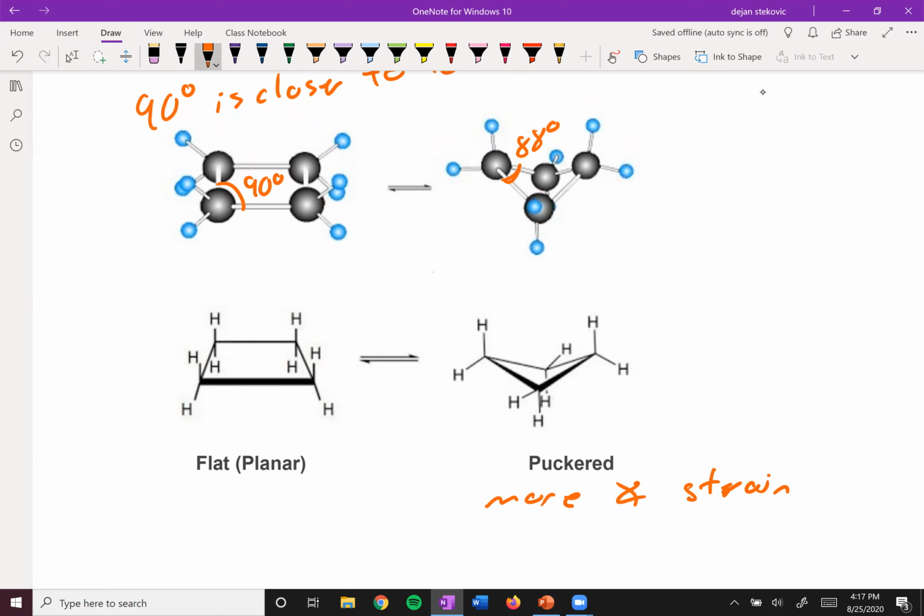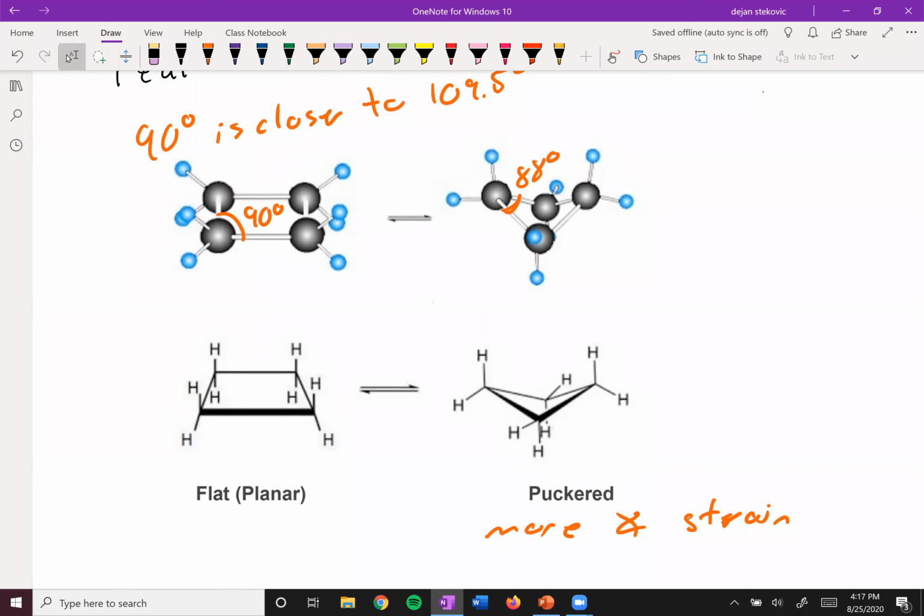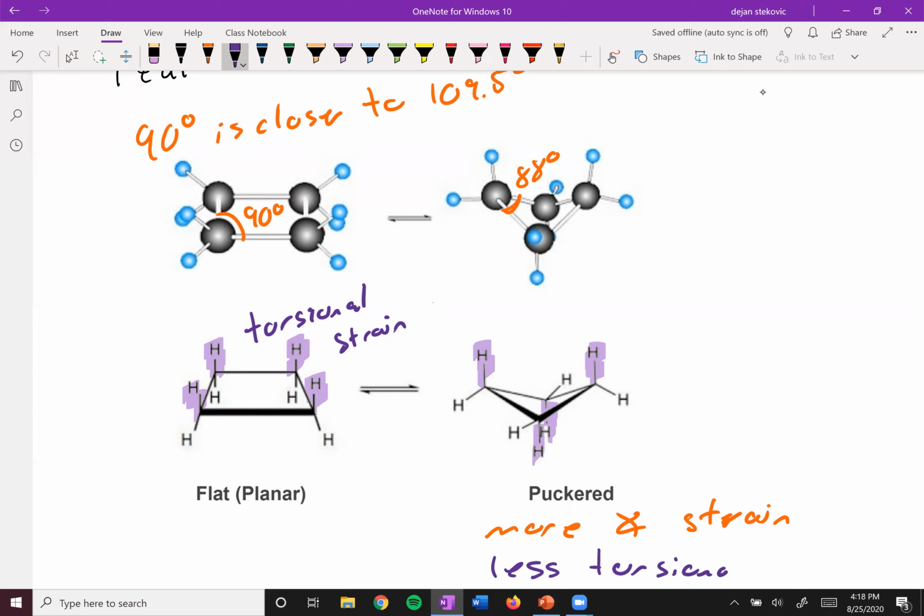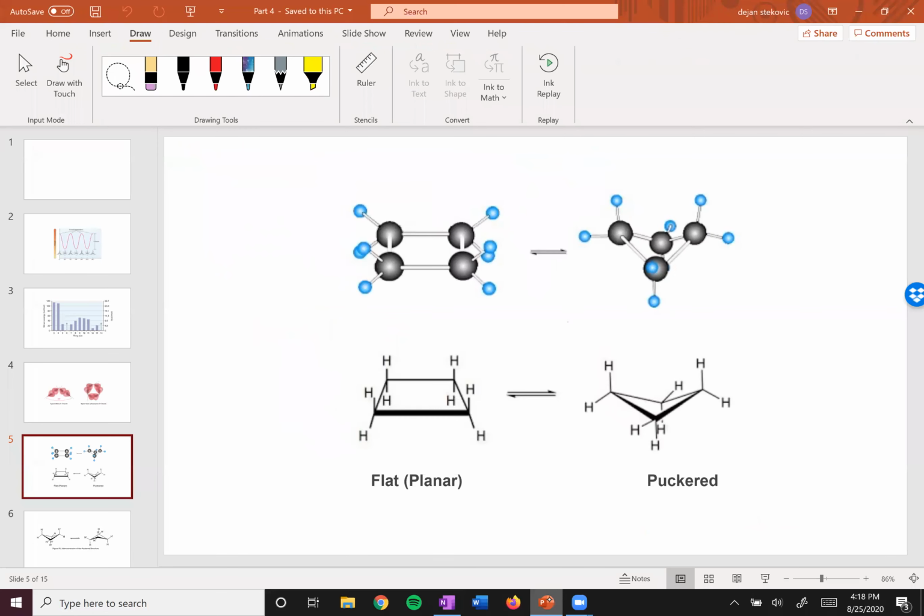So why would it adopt a conformer that has more angle strain? Well, think about the other types of strain here. In this flat planar one, all of these hydrogens are eclipsed with one another. And so there's a whole lot of torsional strain. Whereas in this other structure, you can tell these hydrogens are not eclipsed with one another. So there's less or no torsional strain here. And so the increase in angle strain is beaten out by the decrease in torsional strain. And so there's not really too much you need to know about cyclobutane. It's not all that interesting.